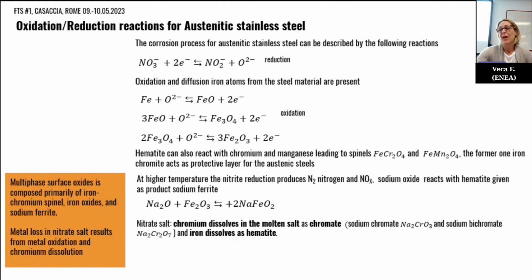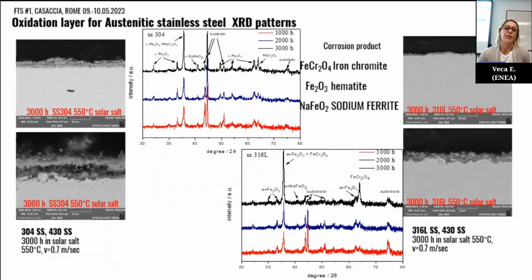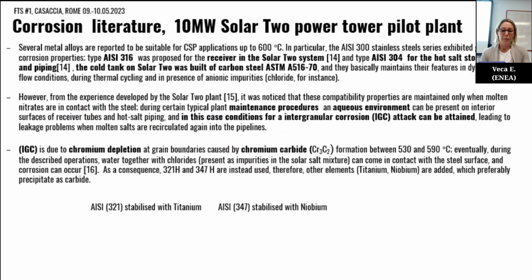Okay, the oxide layer in austenitic stainless steel is mainly constituted by these compounds. This is just an example of an XRD analysis which confirms that the main constituents of the oxide layer are these corrosion products. Okay, from literature, the experience of SOLAR2 pointed out that the AZ300 exhibits good corrosion properties. Just this.